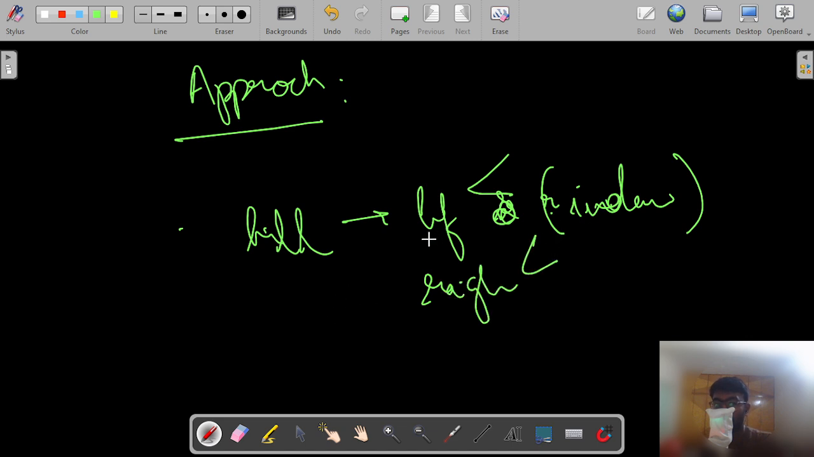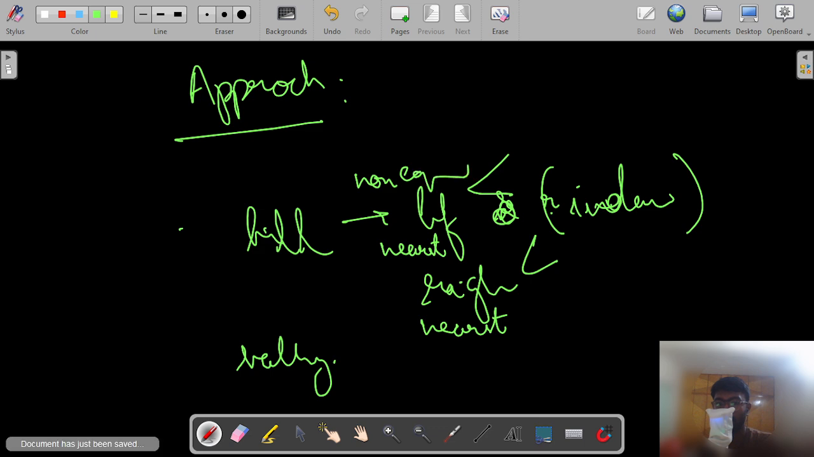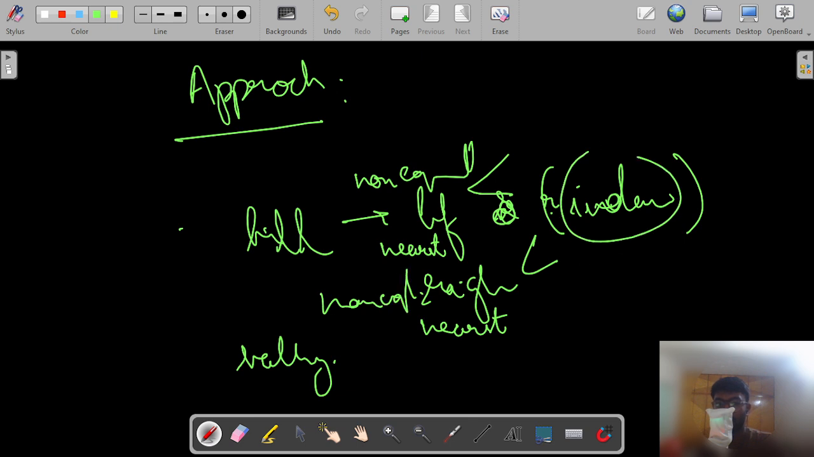So it should be greater than both the left and right index. If it's a valley, then it should be nearest left, nearest right, non-equal left and non-equal right with this index. And a valley is just the opposite, where there are non-equal neighbors greater than the value of an index. So this is the definition of a hill or a valley.